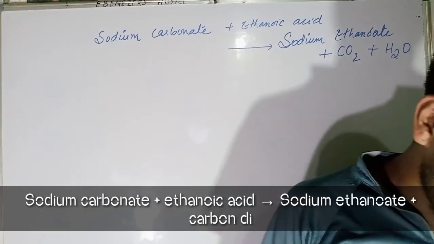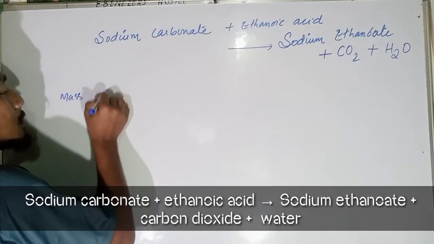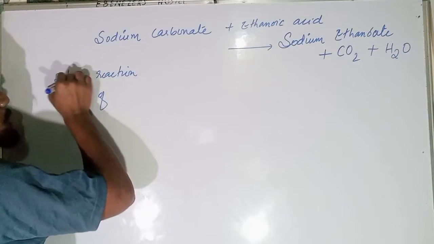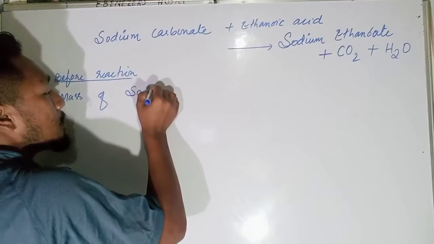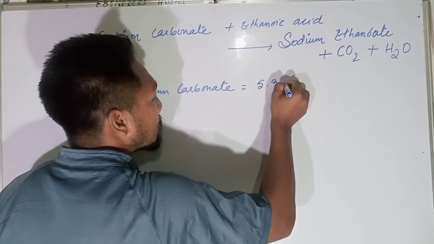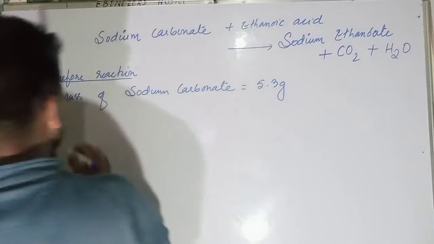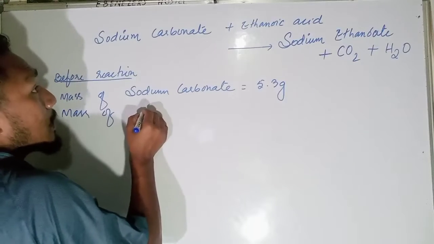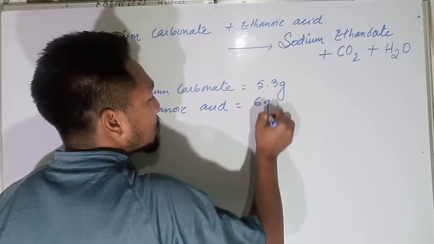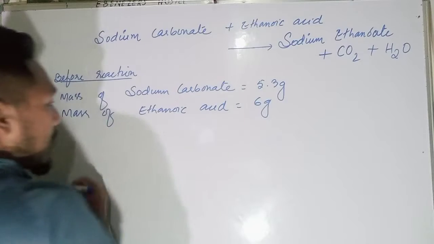Okay, so what does it say? You see, 5.3 grams of sodium carbonate. So the mass before reaction: mass of sodium carbonate is already given as 5.3 gram, and mass of ethanoic acid. Ethanoic acid is how much? That is 6 gram, if I'm not wrong. Okay, 6 gram. Yes. Now, then total mass before reaction is what?